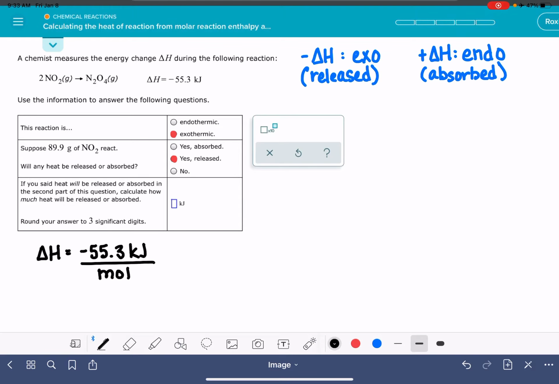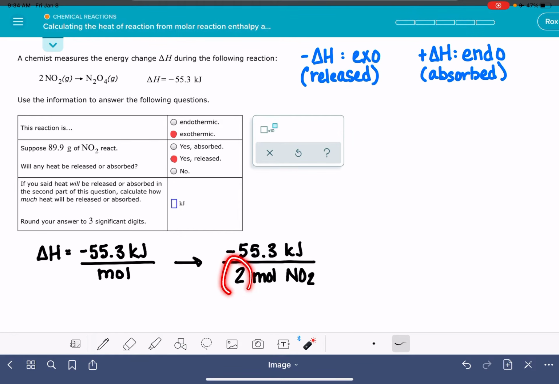The way that we interpret this negative 55.3 kilojoules per mole in the context of this equation right here, we say that there are negative 55.3 kilojoules of heat exchanged for every 2 moles of our reactant, NO2. So in this, I'm using the stoichiometric coefficients from the balanced equation just to give us a relationship right here. Even though all we need to know is the relationship between the heat and NO2, because that's what the problem is asking us, we could also write a similar equation if the problem was asking us about N2O4.